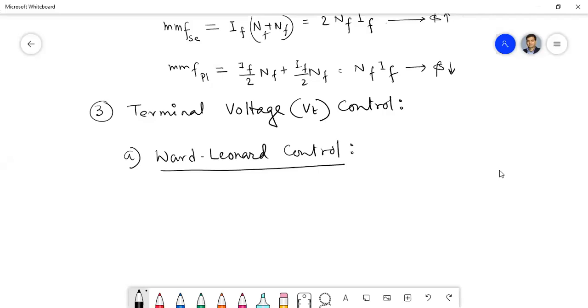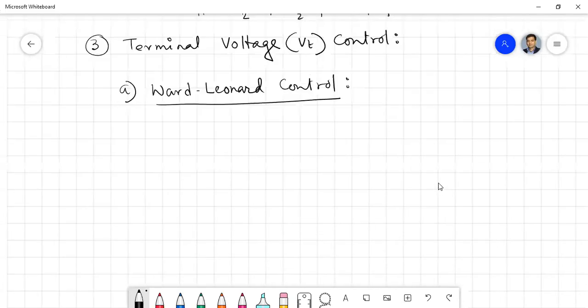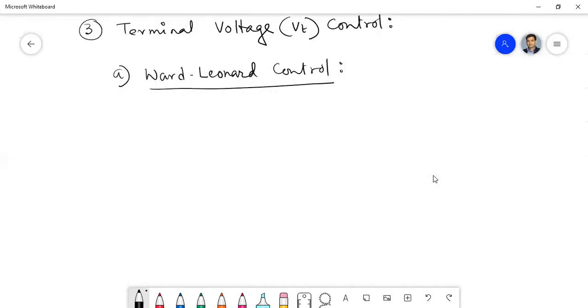Okay, so I draw this. You just see how this Ward-Leonard control is implemented. Suppose this is the DC motor under control. This is A1, A2. And the terminal voltage you want to control. So this terminal voltage will be given by a DC generator.